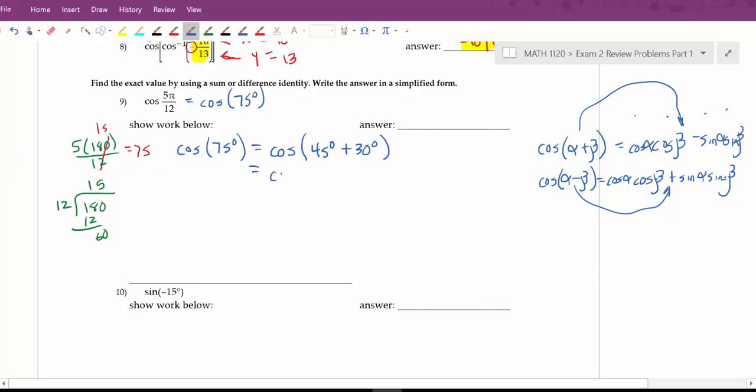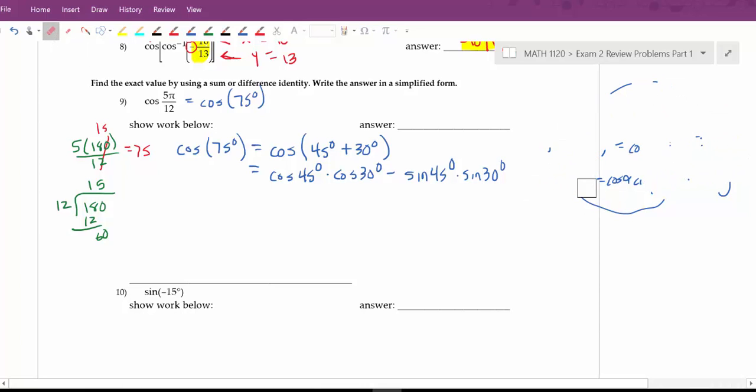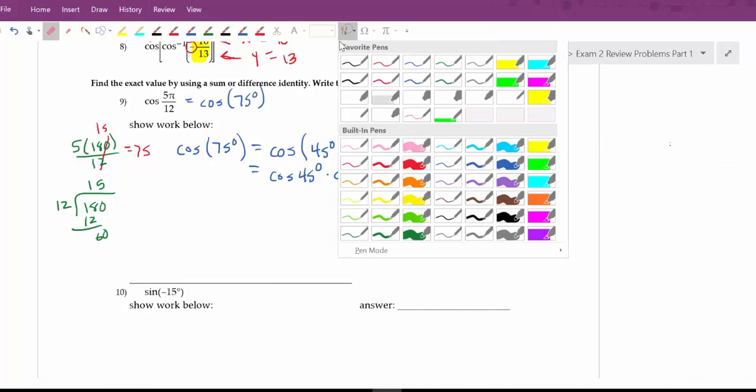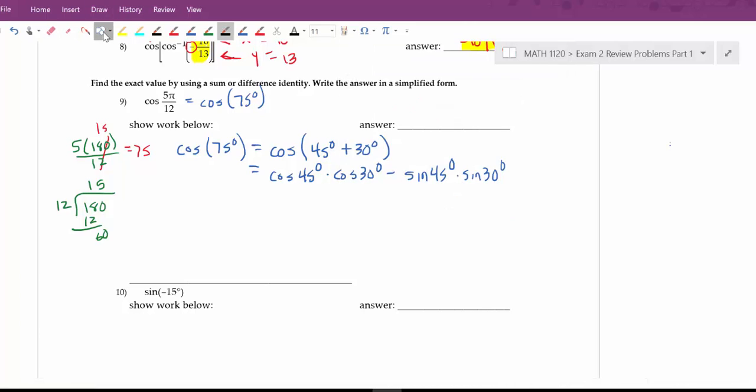So when we do this, we're going to have cosine of 45 degrees times the cosine of 30 degrees, different sign, minus sine of 45 degrees times the sine of 30 degrees. Now what we need to do is pull out the unit circle or your special triangles. It's up to you which way you do. I just do unit circle on this, so I'm going to go back to a quick little unit circle diagram and figure out these key points.